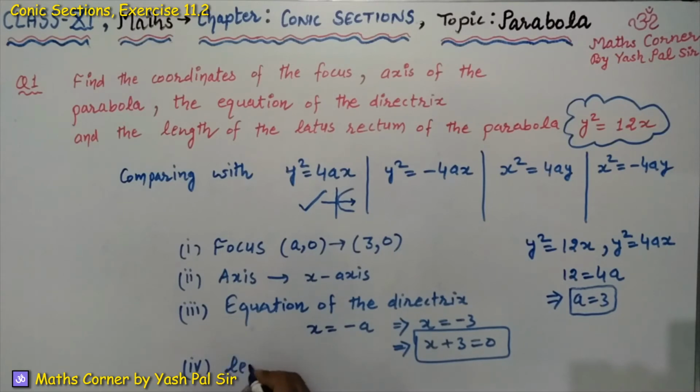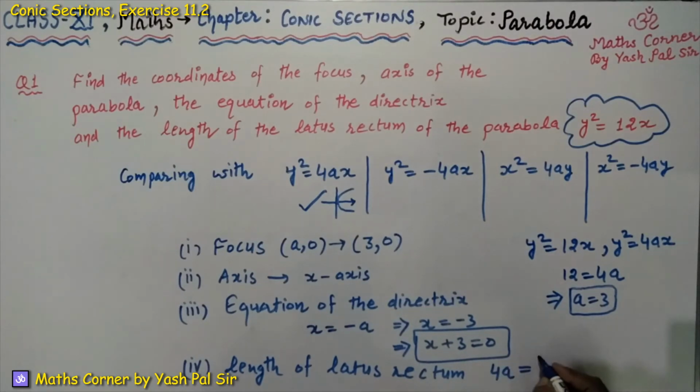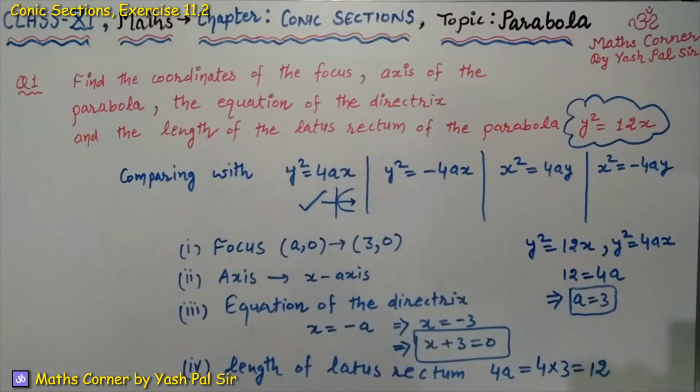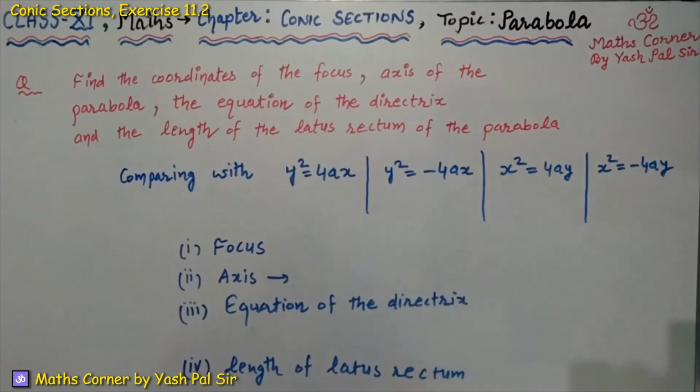Last one is the length of latus rectum. In each case, we have explained 4a is the length of latus rectum. So 4 into 3 equal to 12 unit is the length of latus rectum of the parabola.